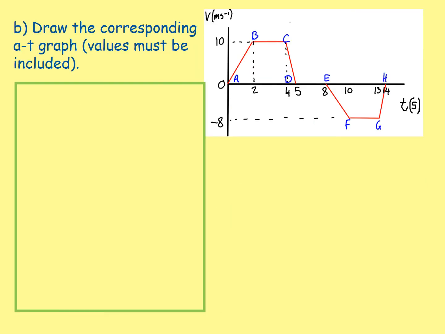Let's move on to part B. We need to draw the corresponding acceleration time graph for the graph we've been given, and we must include the values. So we can't just draw a rough outline of what the graph looks like, we need to actually calculate some values here. Looking at our graph, between B and C, D and E, and F and G, we have a constant velocity, therefore the acceleration is going to be 0. That was for B to C, D to E, and F to G.